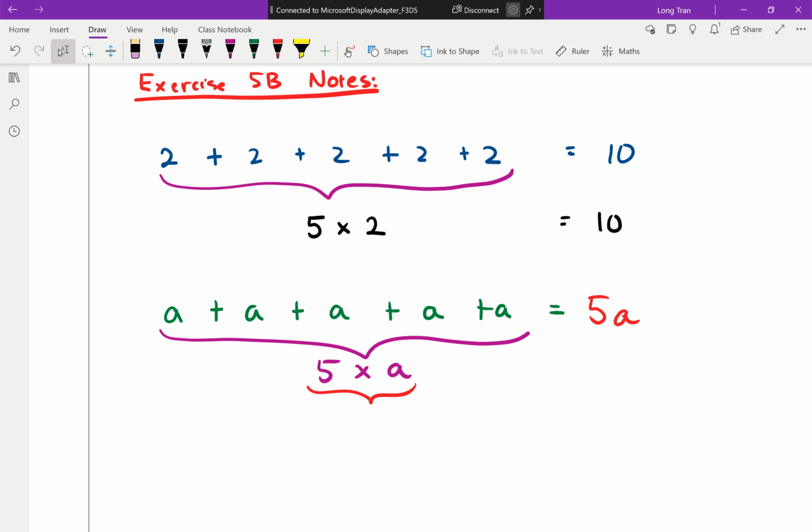Now this is key for you to listen to. Eyes and ears towards me. Active listening or active notes. You see here, when you say 5 times A, we don't know what that answer is. We don't know the result. But we're too lazy to write the times symbol. That's why we just write it as 5A. But really, between the 5 and the A, there has to be an operation. And the operation is times.